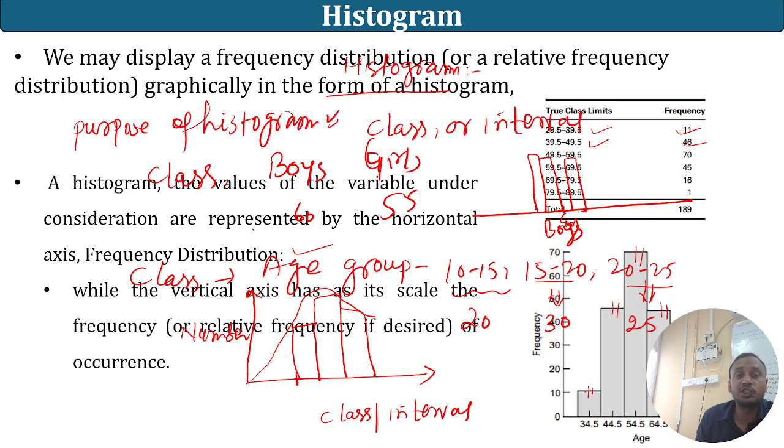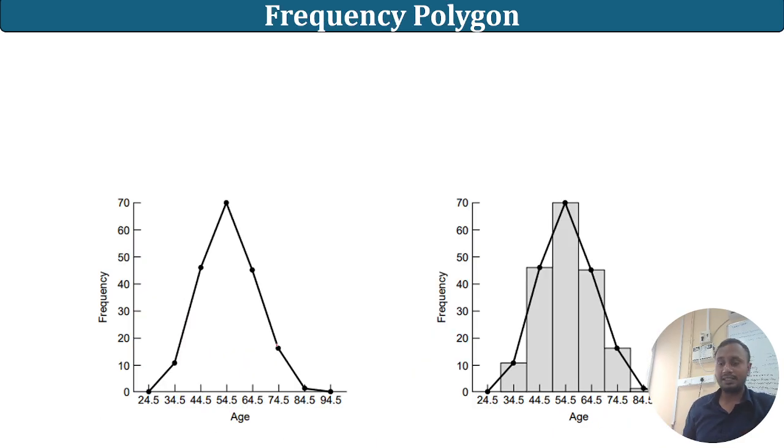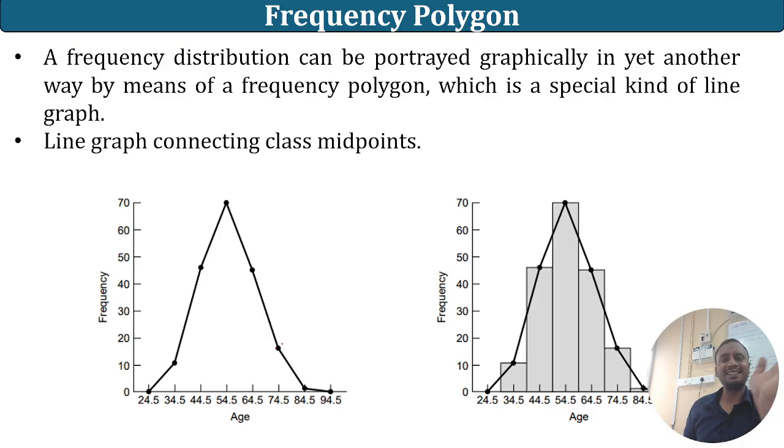The purpose of a histogram is to show the distribution of any class. Okay, so this is all about the histogram. The second one is the frequency polygon. A frequency polygon is nothing but drawing a line graph on the histogram, using the midpoint of each class. Let's say this is the histogram.